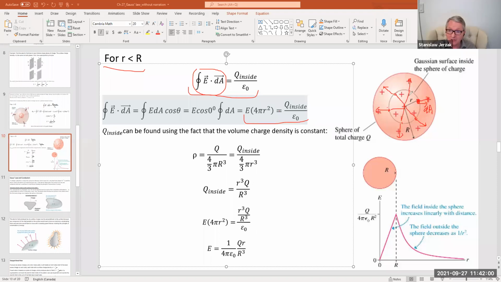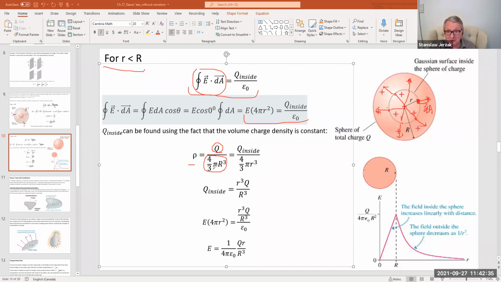To calculate how much charge is inside of the Gaussian surface, I can use the fact that the volume charge density is uniform in that sphere of charge. The volume charge density, which we usually designate by the letter rho, is the amount of charge divided by the volume. So the volume charge density for the entire spherical charge must be equal to the total charge in that sphere divided by the total volume of the sphere.